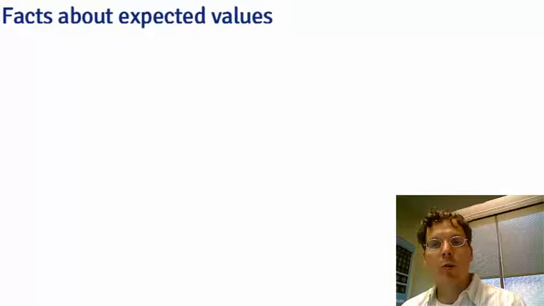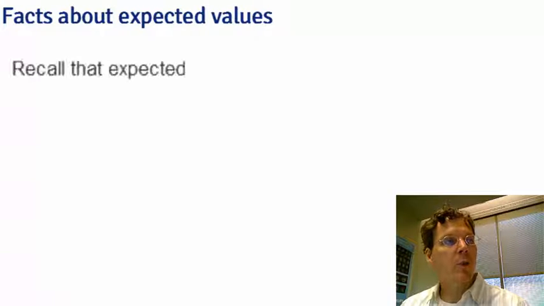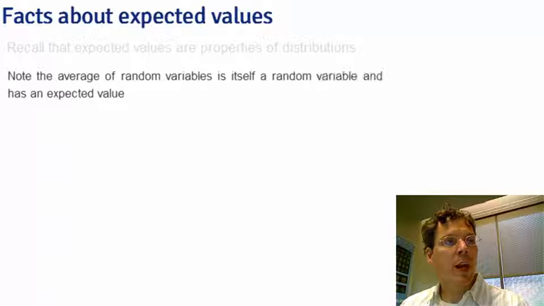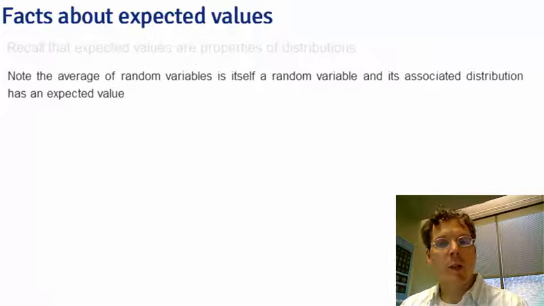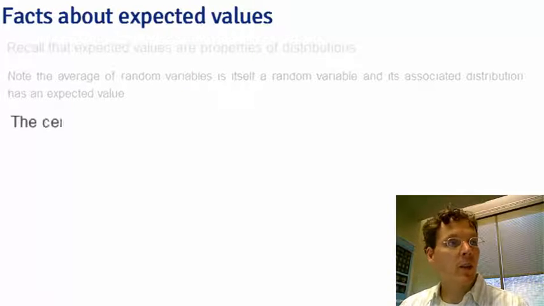I'd like to head more towards the real topics of inference. So let's cover some facts about expected values. So first, recall that expected values are properties of the distributions. They're the center of mass of a distribution. Then also notice that the average of random variables is itself a random variable. If I roll 6 dice and take their average, that is itself a random variable. I could repeatedly sample from it by repeatedly rolling the 6 dice and repeatedly taking the average. Because it's a random variable, it also has a distribution, and that distribution has an expected value.